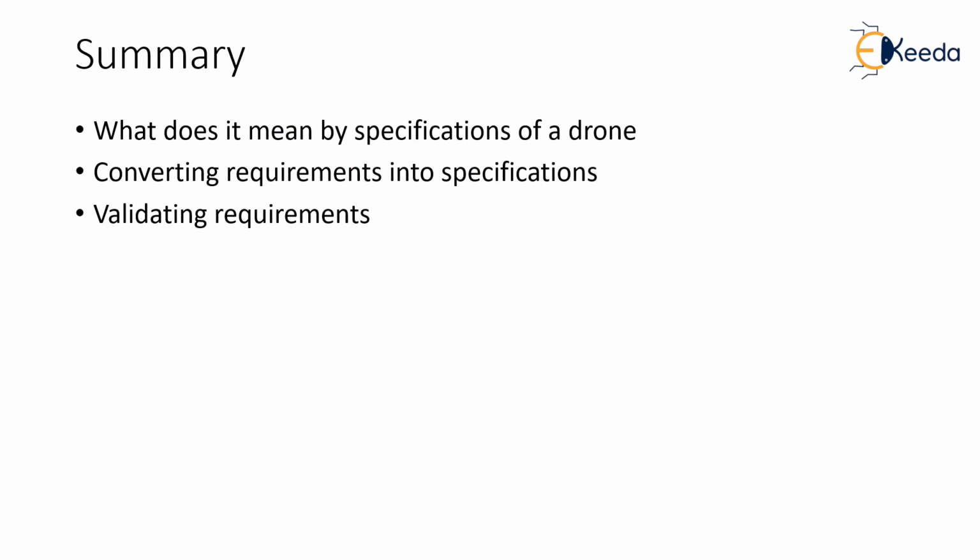To summarize, we looked at what a specification of a drone means and how we convert the requirements into specifications. Finally, once the design is made, we looked at how the design is validated for its requirements, so as to make sure the drone satisfies them. In our next lecture, we will start by deciding the type of drone and how we decide the type of drone. Thank you very much.